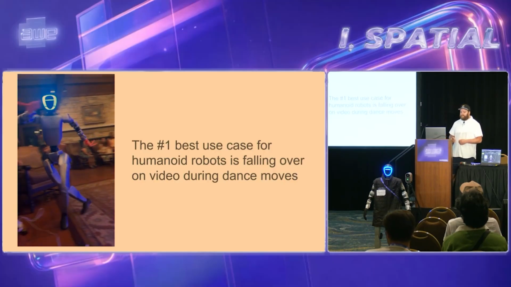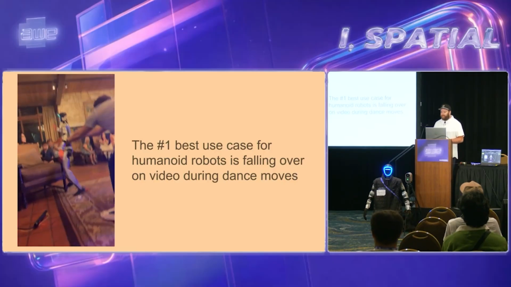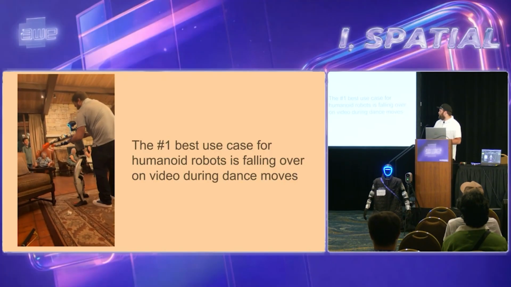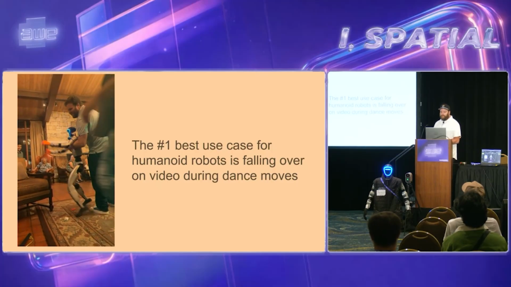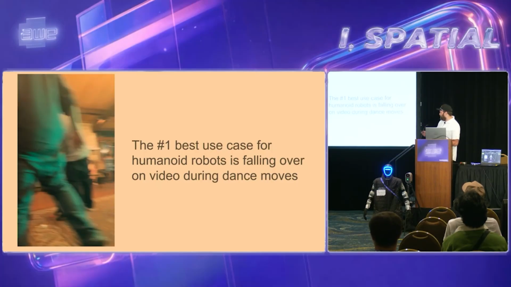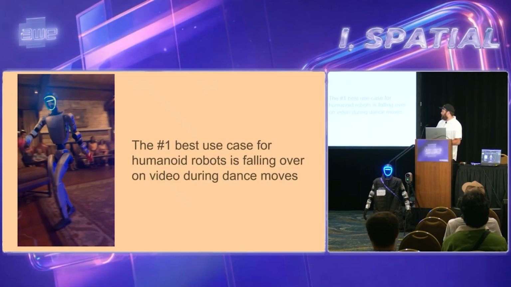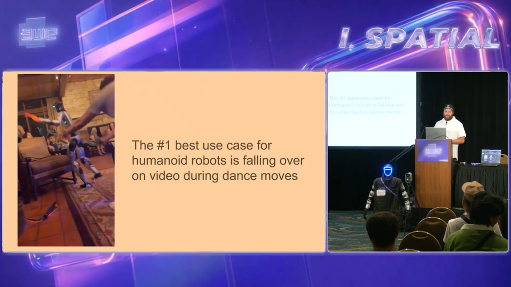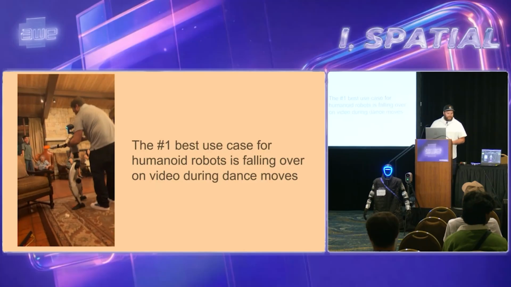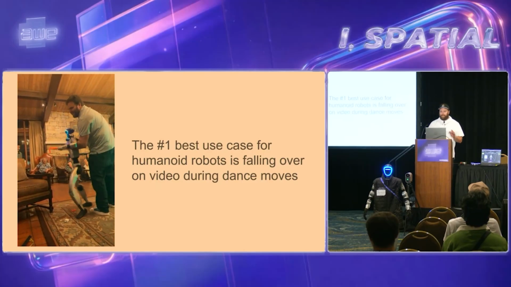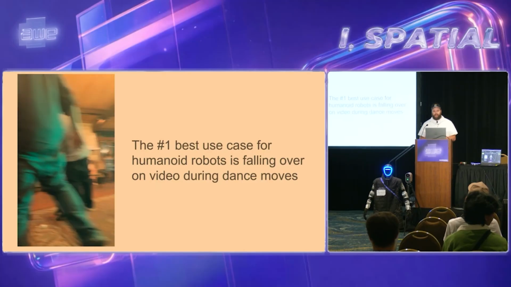But to this day, the best use case of a humanoid robot is falling over on stage for a video. So this was at a grad party at my alma mater, where I was hired to have it on the dance floor, and it crashed into a table. So these things fall over all the time. It's like buying a Lexus and then running it into a wall.